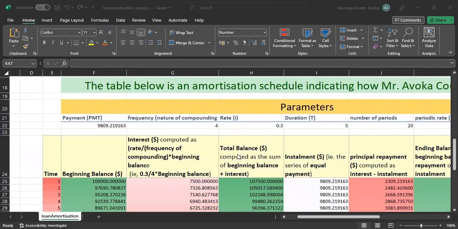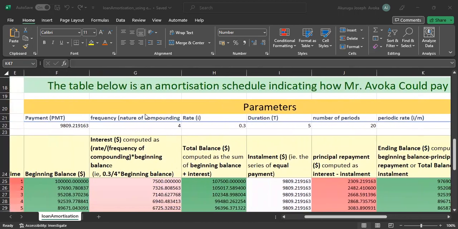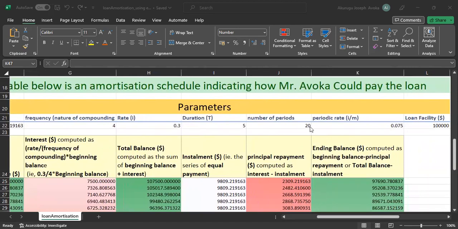Okay, so from the question, we need these parameters. Payment, the frequency, that's the nature of compounding, and the rate, which was 30%. When you convert it to a decimal fraction, you get 0.3. The nature of compounding was 4; that's the quarterly. The number of periods would be the nature of compounding, which is 4, times the duration, which is 5. Then we get 20 periods. That means we're going to pay this 20 times.